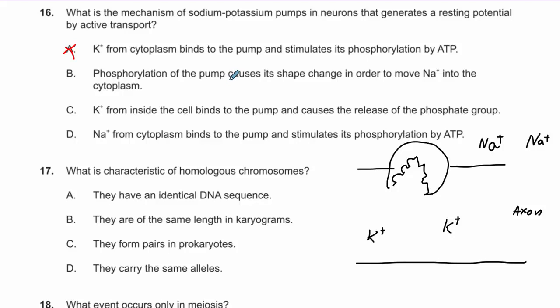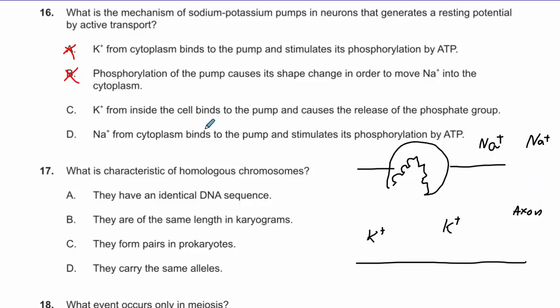B, phosphorylation of the pump causes its shape to change in order to move sodium ions into the cytoplasm. No. Sodium has a high concentration outside, so if it wanted to go inside, it would just do so with facilitated diffusion or something. So this also is wrong according to the resting concentrations of sodium and potassium.